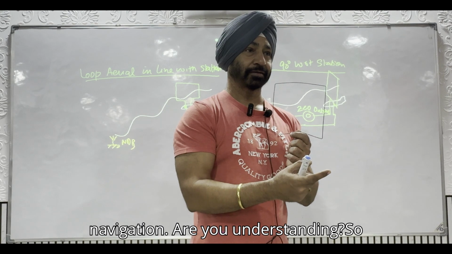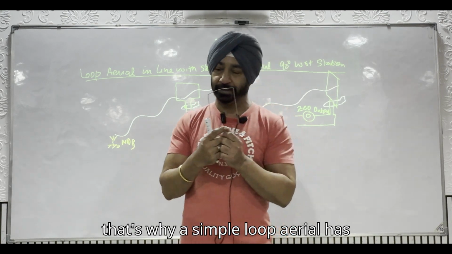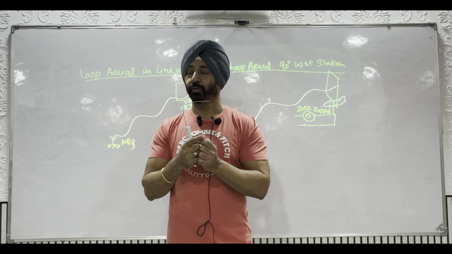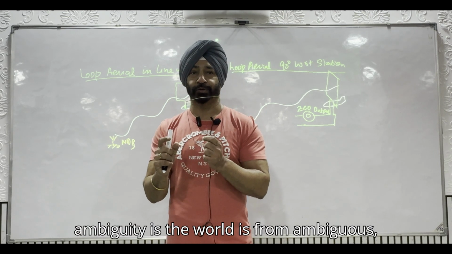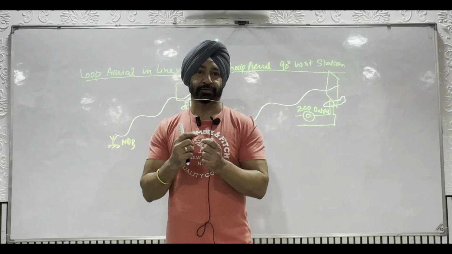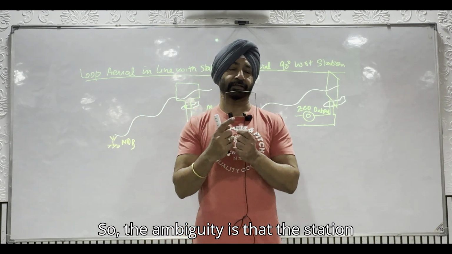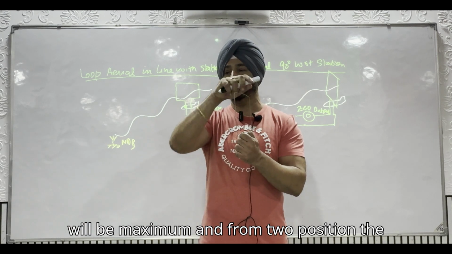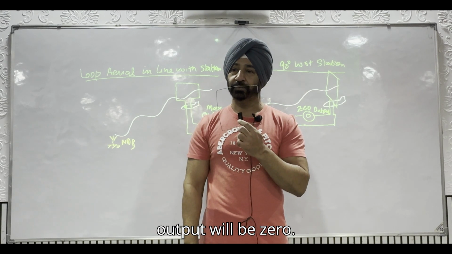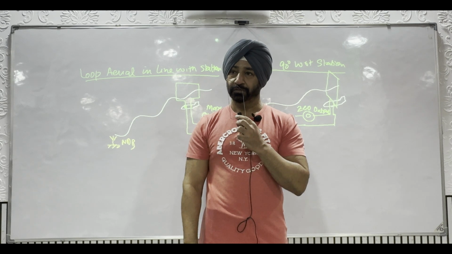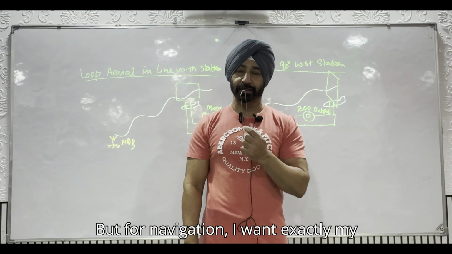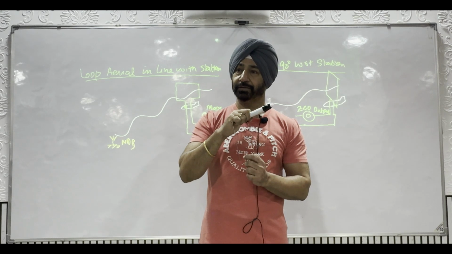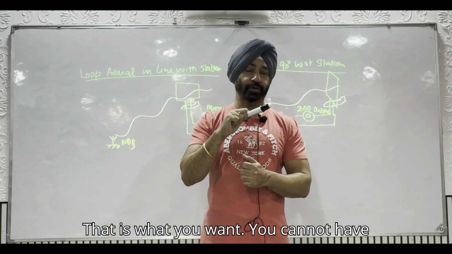Are you understanding? So that's why a simple loop aerial has directional property, but it suffers from ambiguity. The word is from ambiguous, something that is not clear. So the ambiguity is that from two positions of the station, this antenna output will be maximum, and from two positions the output will be 0. But for navigation I want my pointer to point exactly towards the station. That's what you want. You can't have 180 degrees.